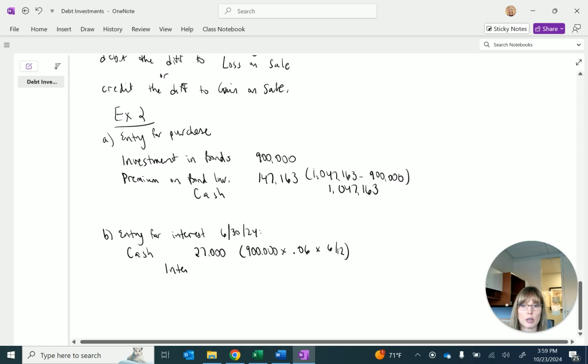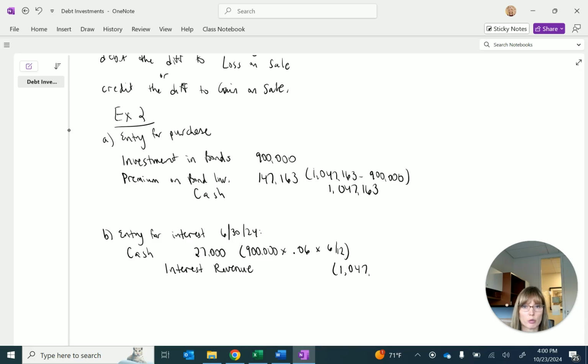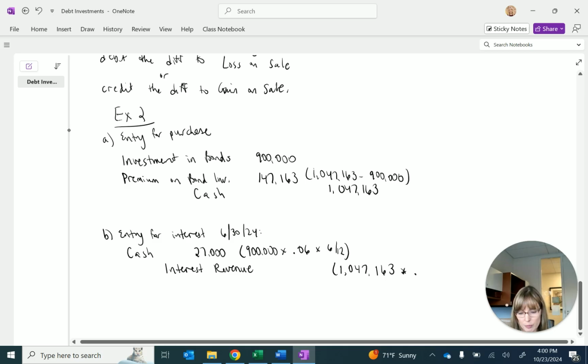The interest revenue that we record is not based on the stated rate, or based on the face value. It's going to be based on the beginning carrying value or amortized cost, the bond investment plus the balance in the premium, which is 147,163. Multiply this by the market rate. The market rate is 4%, and these are semi-annual, so times 1/2 or 6 out of 12. And this works out to be 20,943.